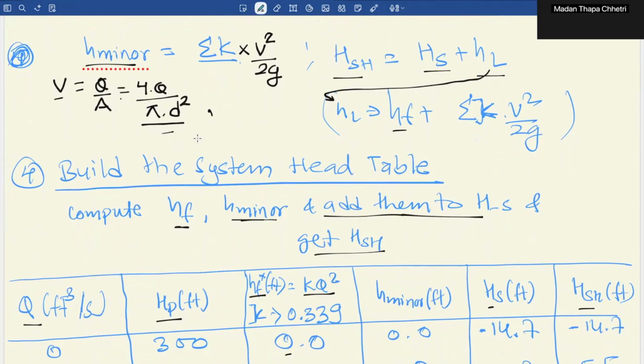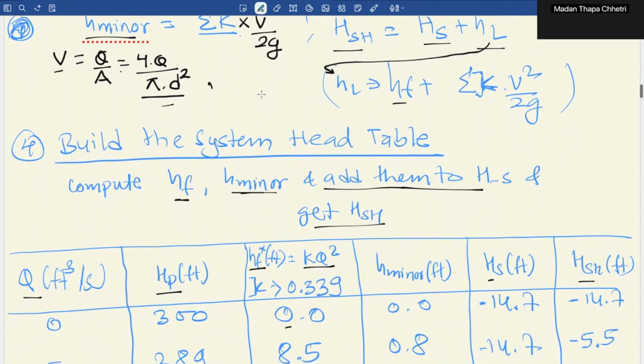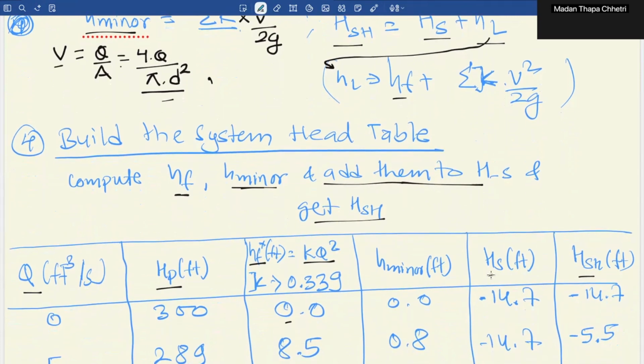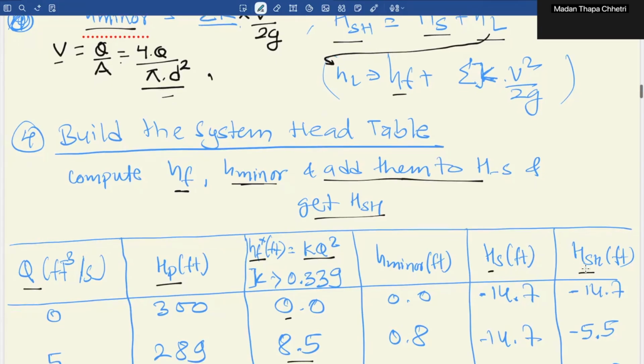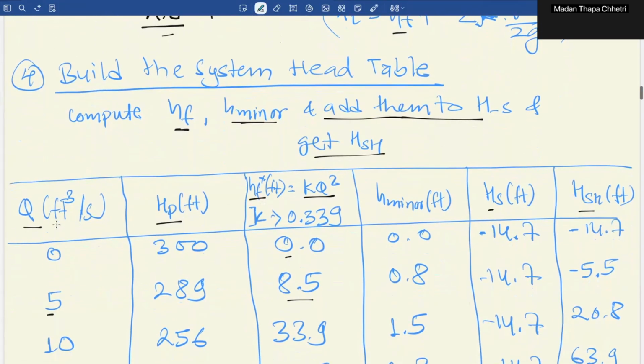Because we know the value of Q, when we substitute this here, we can compute the H minor as well. And we already have the static head. After we compute the static head, H minor, and frictional factor head loss, we will just add them to make the total system head. Like this, Q and HP are given.